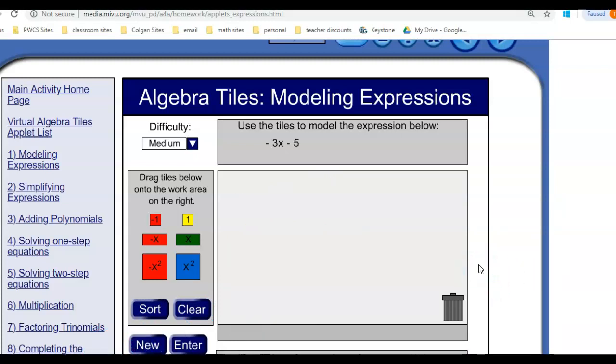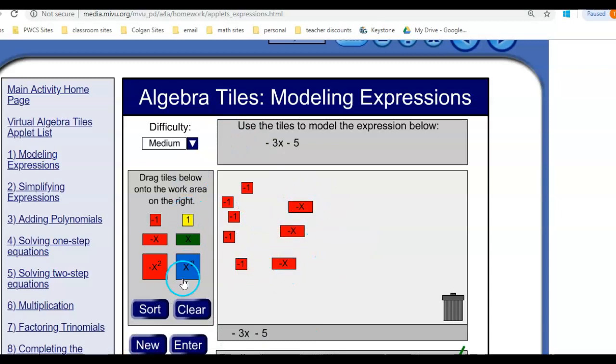What about negative 3x minus 5? If you guessed that it was 3 of these negative reds, and then because of what we just did with the negative 2 or the minus 2, if you thought it was also negative 5 or 5 of these negative ones, you were correct.